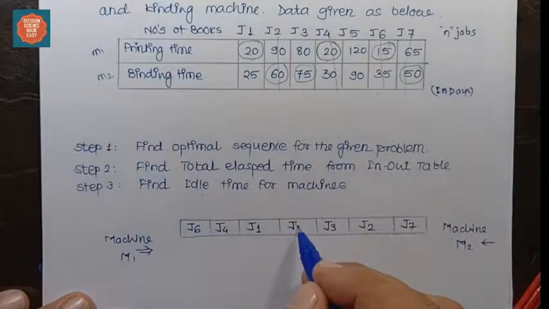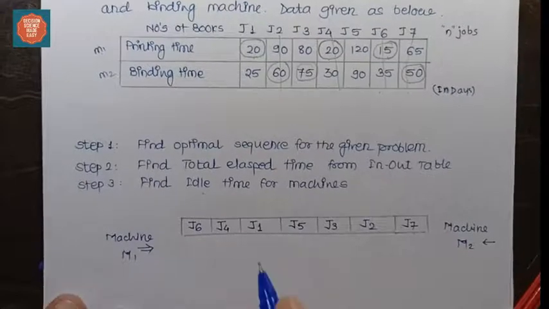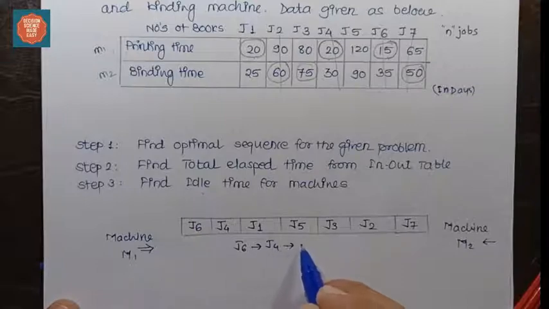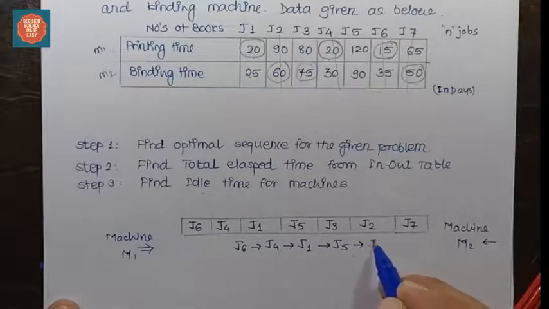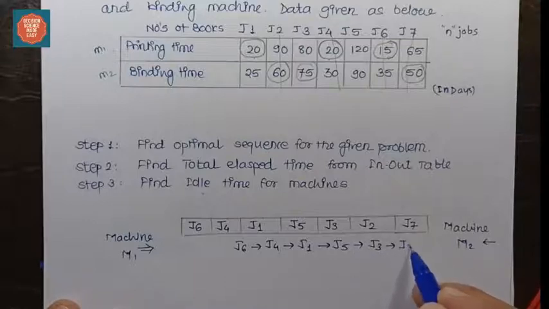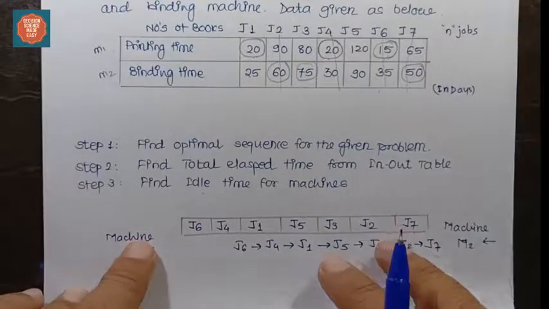J5. So the optimal sequence that I got is J6 followed by J4 followed by J1 followed by J5 followed by J3 followed by J2 followed by J7. So this is the optimal sequence in order to complete the given task with a minimum time frame.